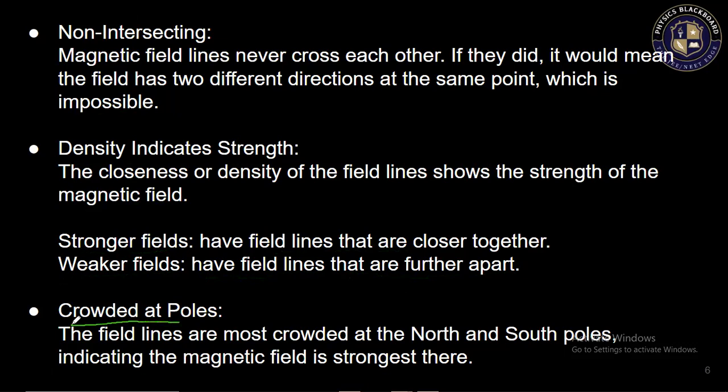So the same point again: lines are crowded at the poles, because magnetic field lines are most crowded at the North Pole and South Pole. The reason is the magnetic strength is maximum at the poles, whereas at the center of the magnet, you won't find such crowded lines. Why? Because the magnetic field is weak compared to the poles. So these are some of the properties of magnetic field or magnetic field lines.